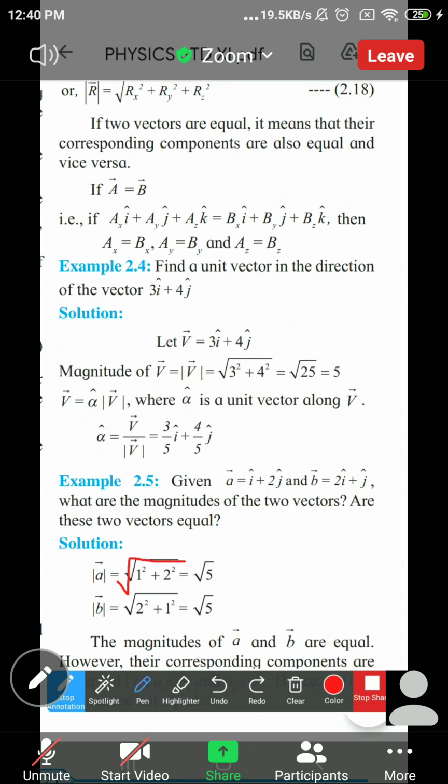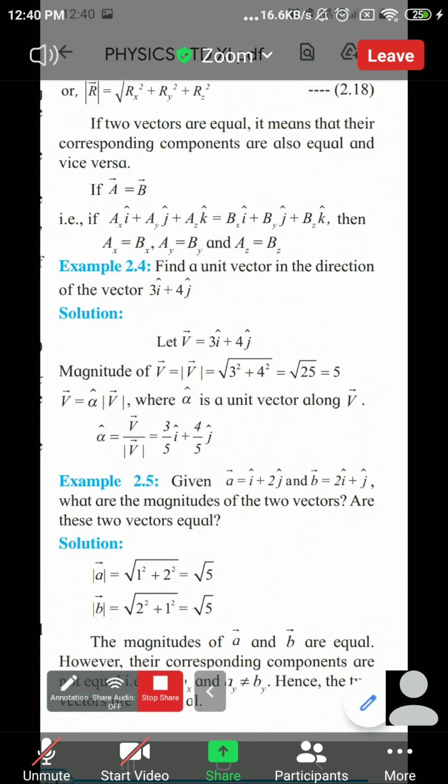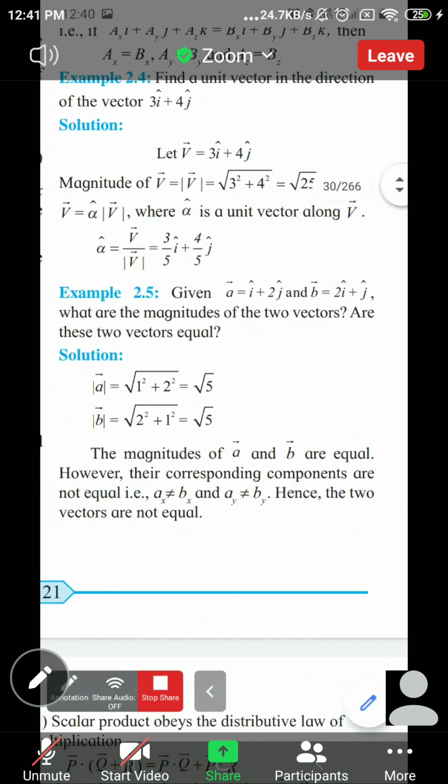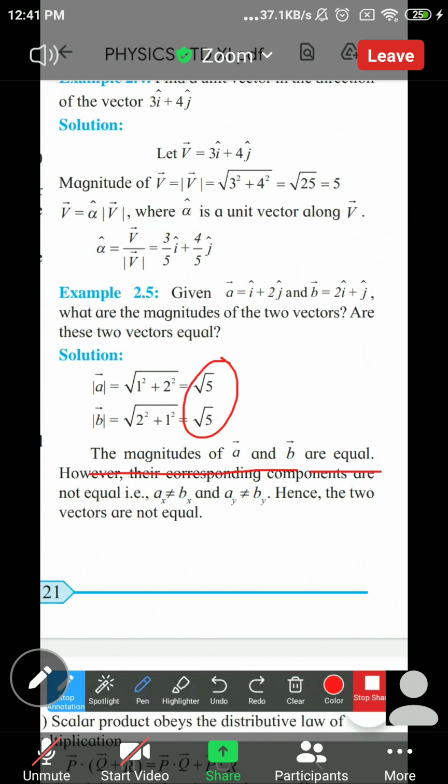Take the square root of the sum of the squares, we get root 5. Same we have to use for B. A1 square plus B2 square under root, and again we obtain root 5. Here the magnitude of the two vectors are same, then the magnitude of A bar and B bar are equal, but their corresponding components are not equal.